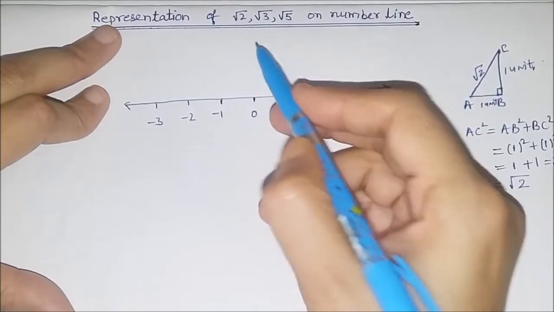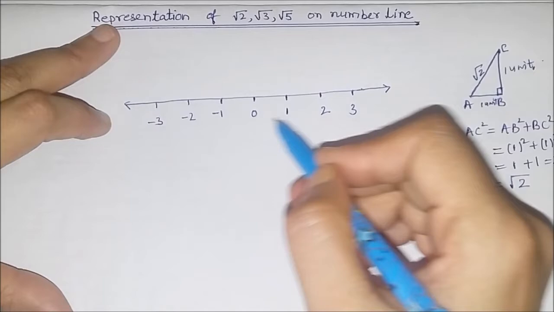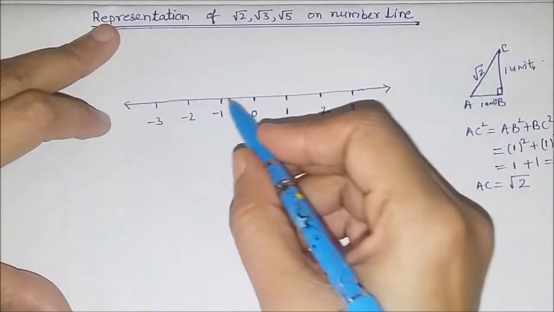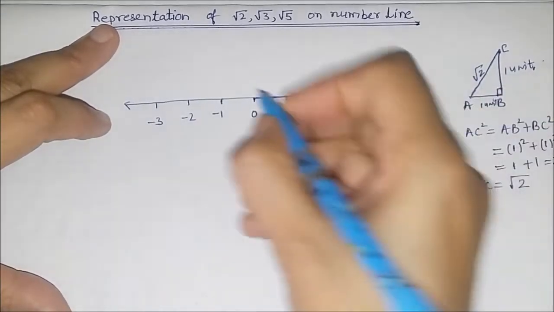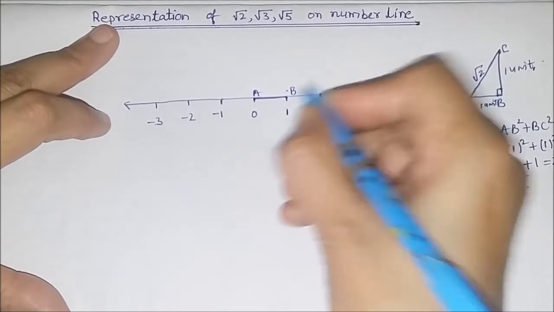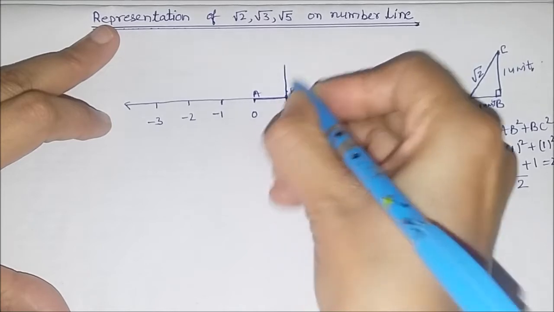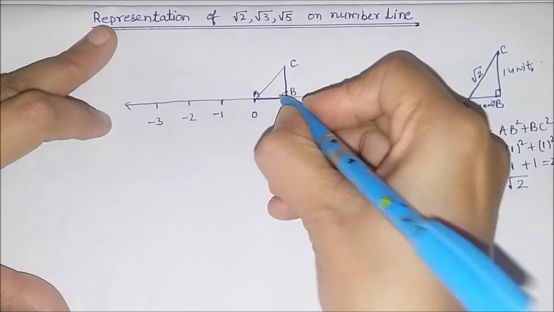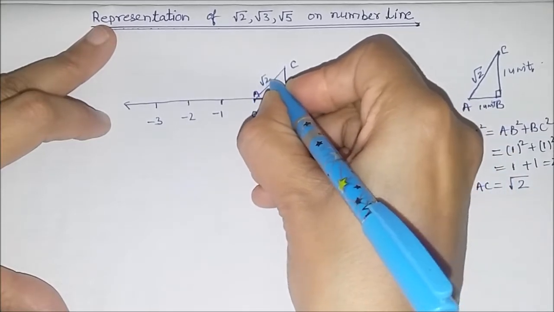Now to represent root 2 on this number line, we will transfer this triangle onto the number line and we will make sure that vertex A coincides with O. So this is the side AB, the same side, this is AB, this side BC is also of 1 unit, so this is BC. This is 1 unit, this is 1 unit, and this is root 2.